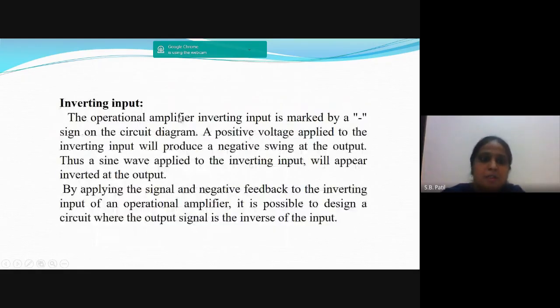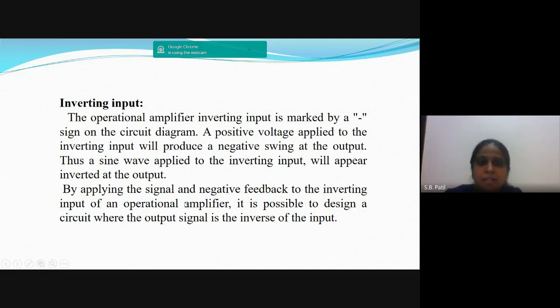Then we have to discuss the inverting input. That means the operational amplifier has an inverting input. It is marked by a minus sign on the circuit diagram. A positive voltage applied to the inverting input will produce a negative swing at the output. That means if a sine wave is applied to the inverting input, it will appear inverted at the output. So its name is suggested as the inverting input.